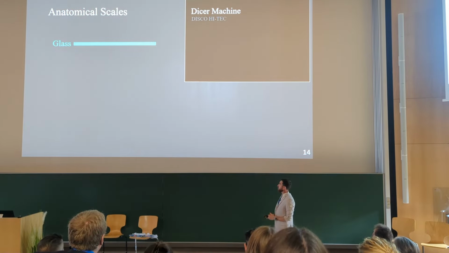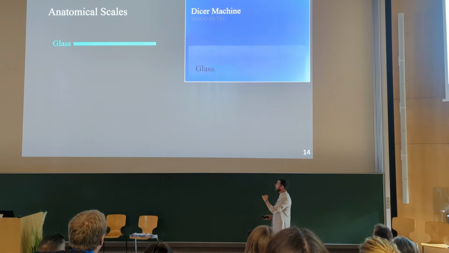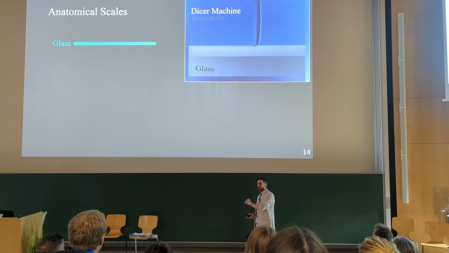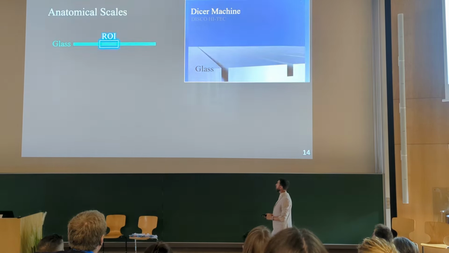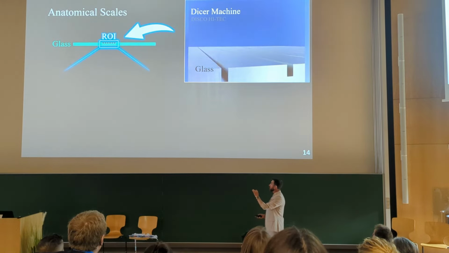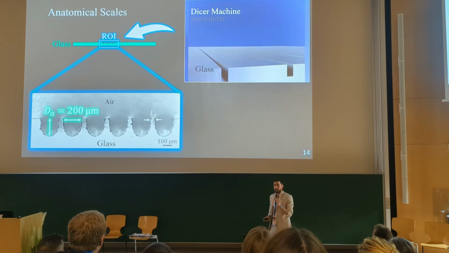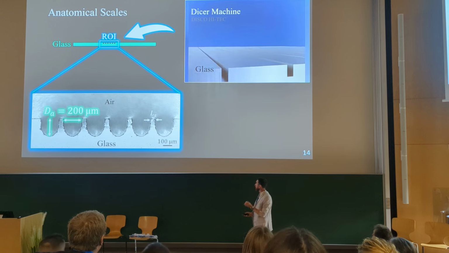So I built the model by glass. I took a glass with a dicer machine. I cut trenches within the glass, and eventually I would have in my region of interest 6 different cavities with anatomically physiological sizes. Remember, it's a 2D cavity, okay?